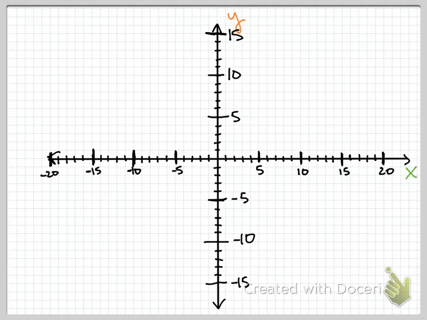Okay, so for this coordinate plane, we can tell that each of these little tick marks is 1, but we didn't label every single one because it would just make everything too messy, and this works just as well.